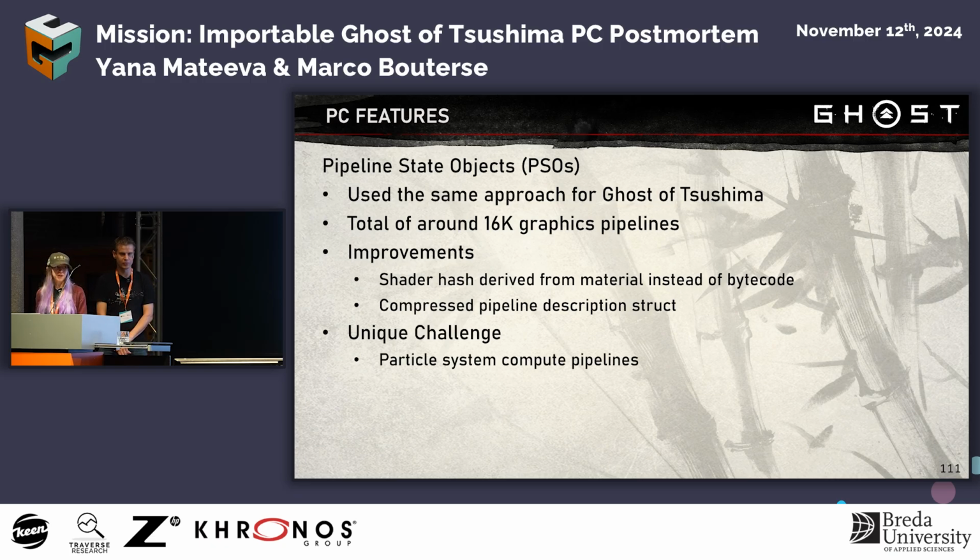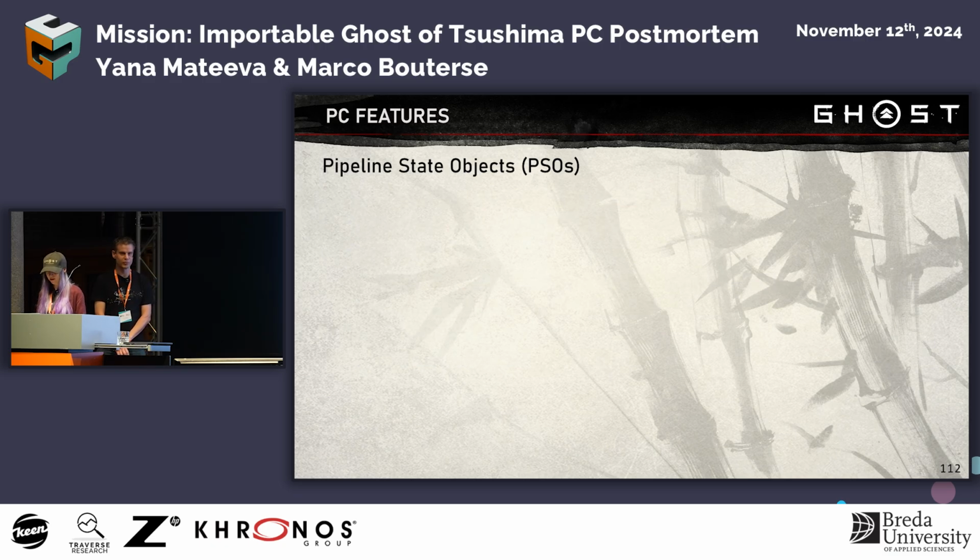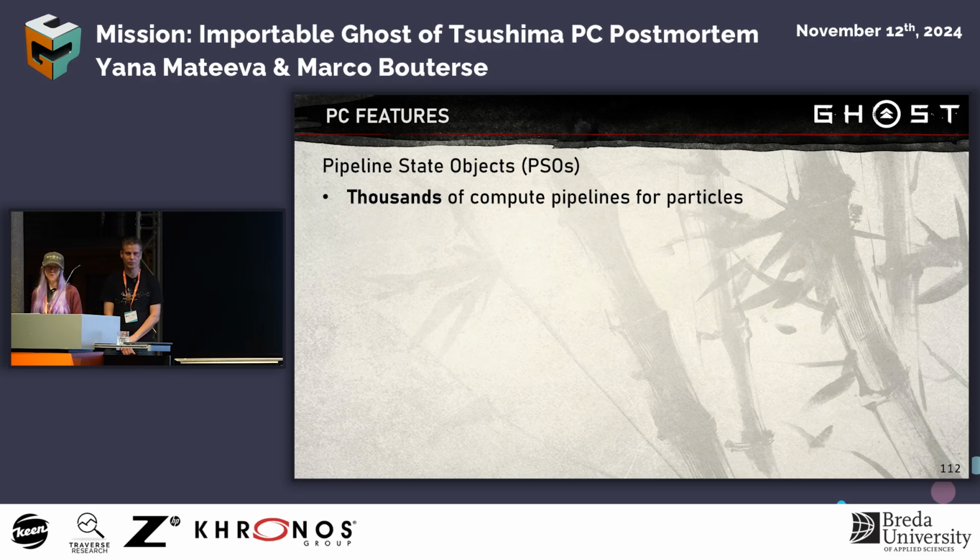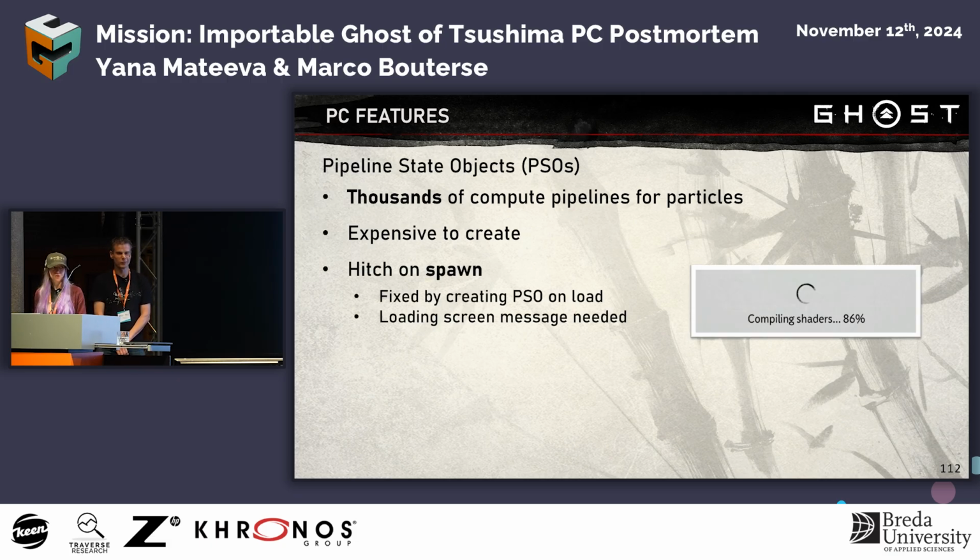Of course, we also ran into a unique challenge, and that was, again, due to the particle system. So there were thousands of compute pipelines that were needed for particles, and because a lot of these shaders could be very complex, these pipelines were very expensive to create. So the first thing we ran into was we would get hitches whenever a particle system would get spawned, and we fixed this by making sure that we load up the shaders for the particle effects as early as possible, as many as possible during the loading screen, and then create the pipeline then.